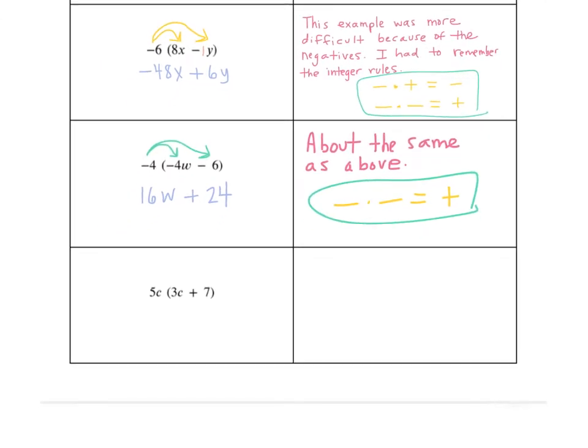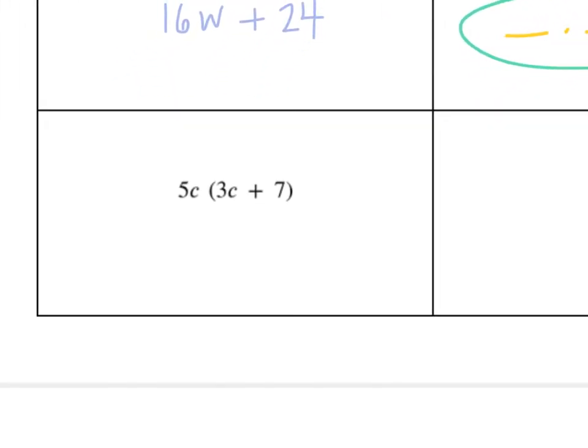Okay, all right, let's see what this one does. All right, let's distribute first, so to both terms. Now, 5c times 3c, 5 times 3 is 15. Now, when we're multiplying, and the bases are the same, we keep the base and we add the exponents. There are little invisible exponents here, so that becomes 15c squared. And now 5c times 7, that becomes 35c.